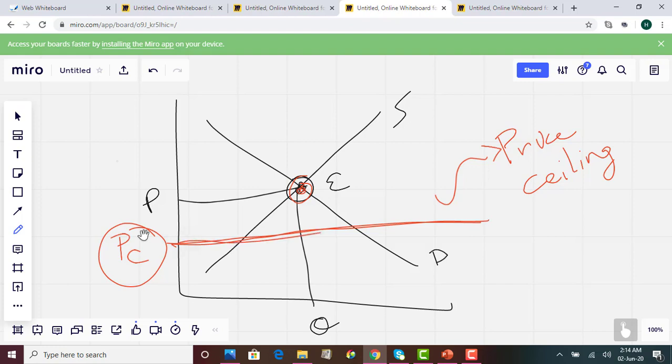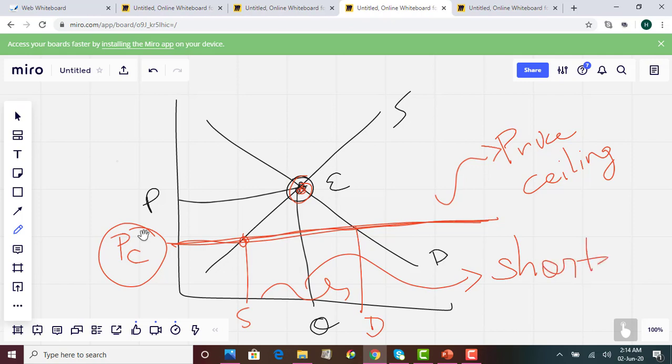When government is saying that the market price is this, what is the supply? Supply is here, demand is there. So there is an excess demand, but there is less supply in the market. So price ceiling ultimately causes shortage in the market. Even though government is trying to help, it will create some shortages in the market.